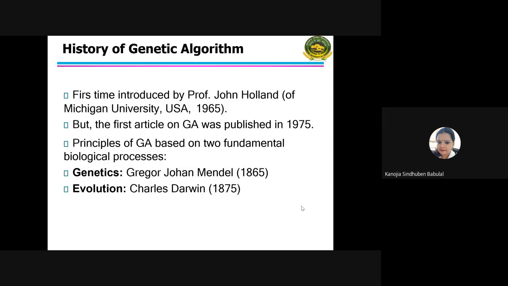So let us go into the genetic algorithm, which is the discussion topic of today. The history: the genetic algorithm was first introduced by Professor John at Michigan University in 1965, and an article was published in 1975, and so on.